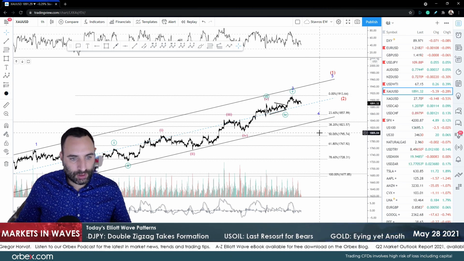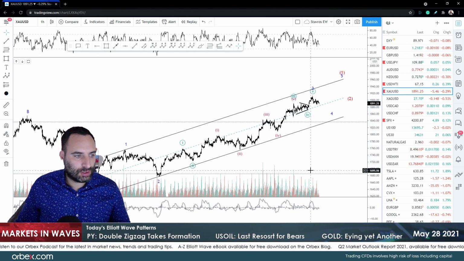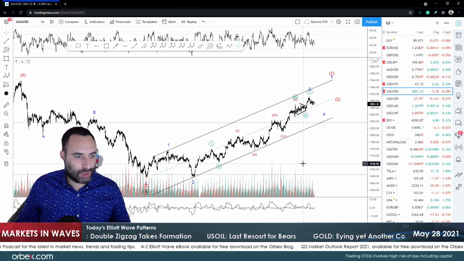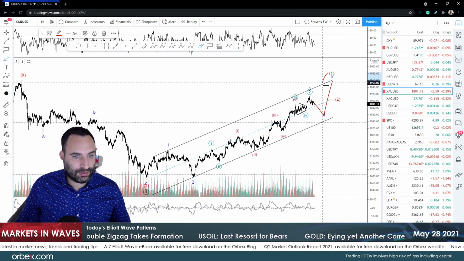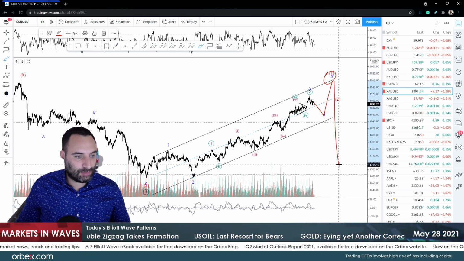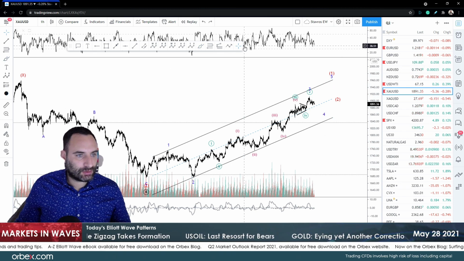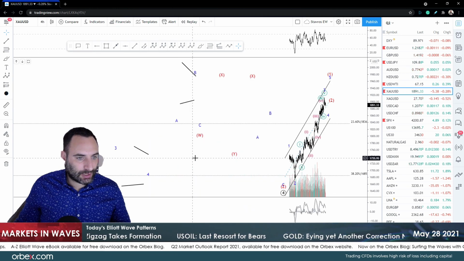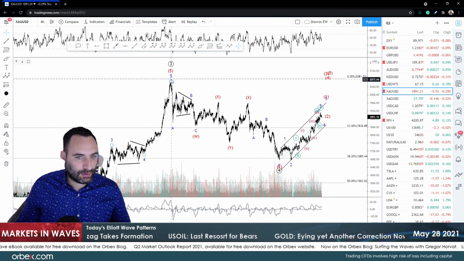Okay, and what else could happen? Of course, could it be that we're only going to get 4 and 5, and that's going to be the end, and then we move lower down? I don't think so. Because, guys, we need to take into account that we are so far from the top at 2K.